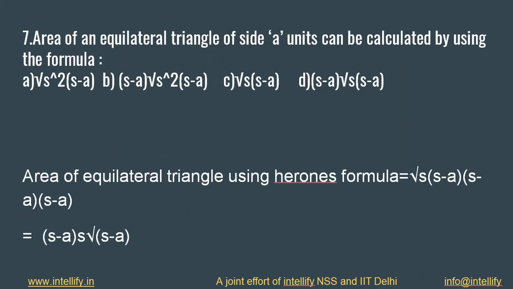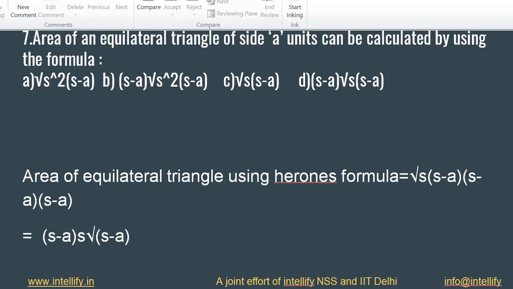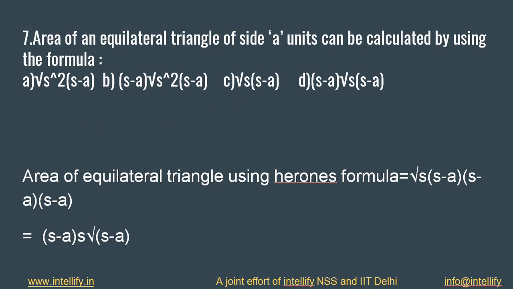So let us jump on to the next question, which is: the area of an equilateral triangle of side A units can be calculated by using the formula. So by Heron's formula, we all know that the area is under root S into (S minus A), (S minus B) and (S minus C).